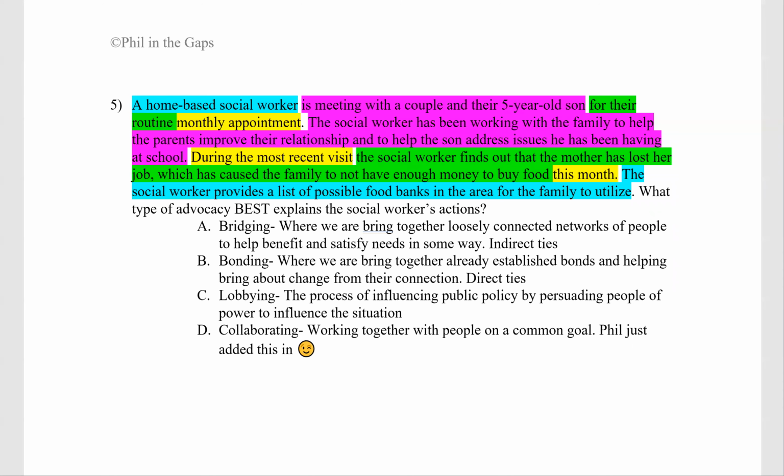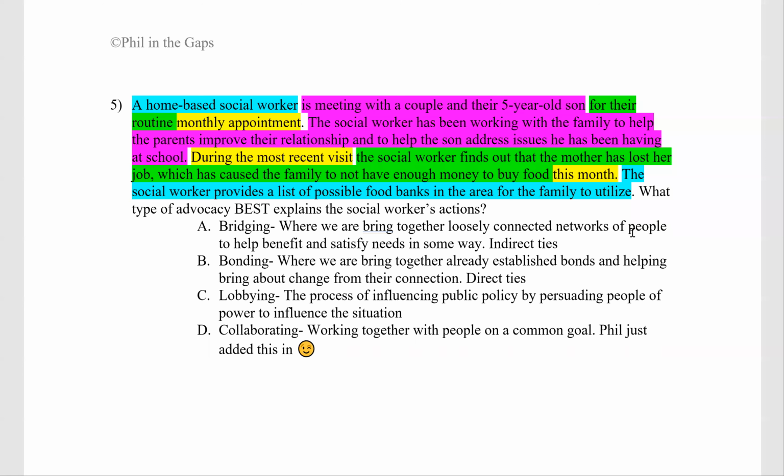So, quick review: home-based social worker, meeting with a couple and their 5-year-old son, routine monthly visit. Any length of time, hop on top of it because it paints a picture of what we're looking at this given moment. We're working with the parents to improve their relationship. We're working with the son to help address the issues he's having at school. During the most recent visit, the social worker finds out the mother has lost her job, causing the family to not have money to buy food just this month.